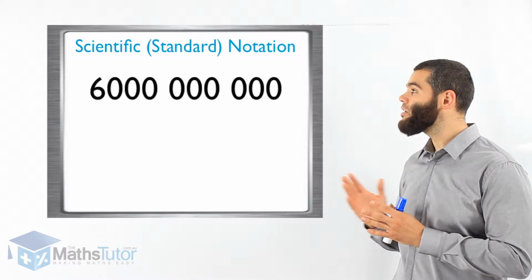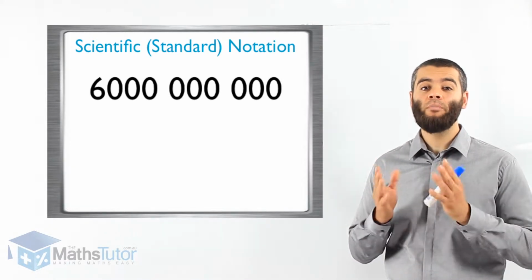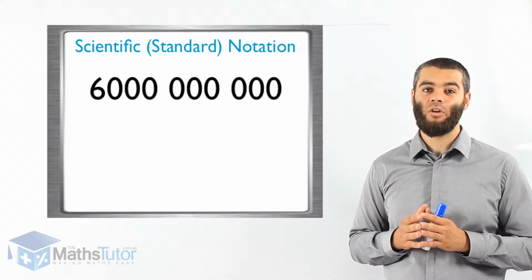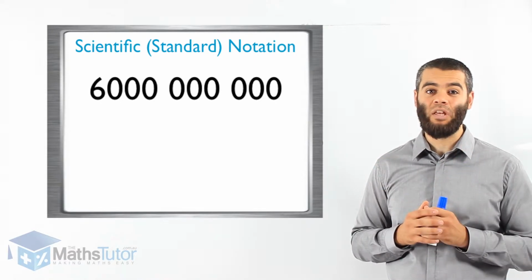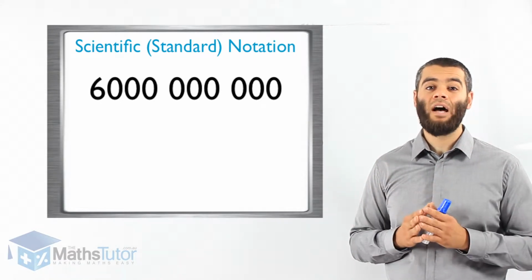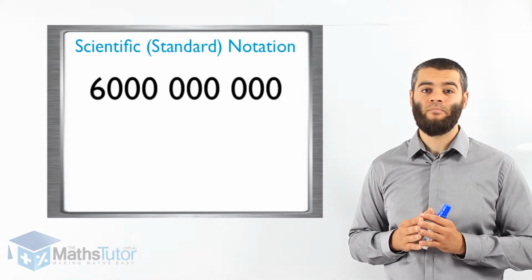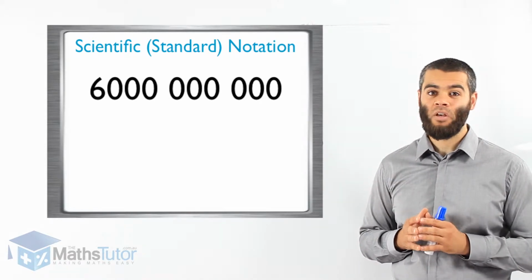So 6 billion, 6 with 9 zeros, or any number for that matter of fact, can be written in what we call standard notation or scientific notation. Scientific notation, standard notation, they mean the same thing. Sometimes we're going to be asked to write numbers this large, or even smaller, or even larger. In scientific notation, how do we do that?